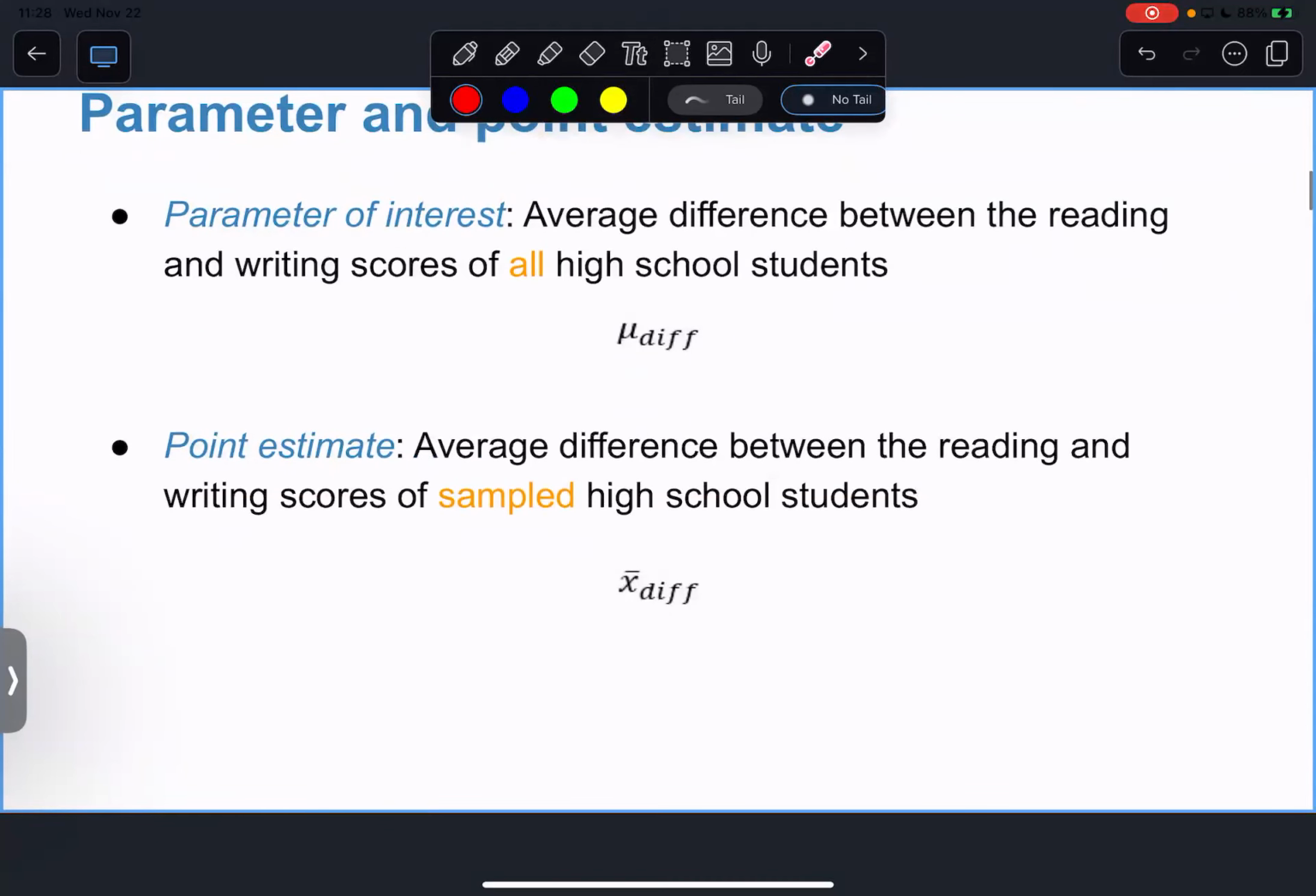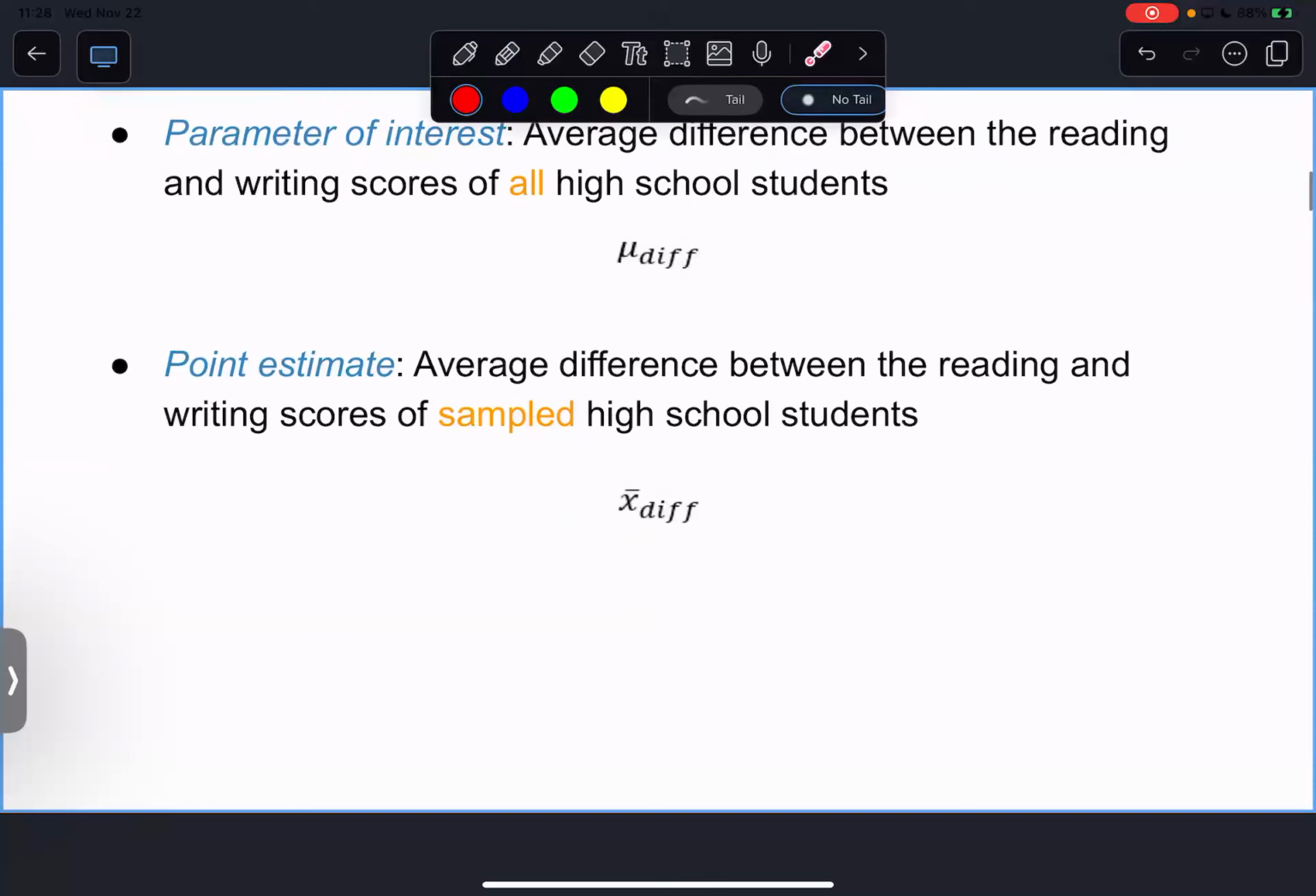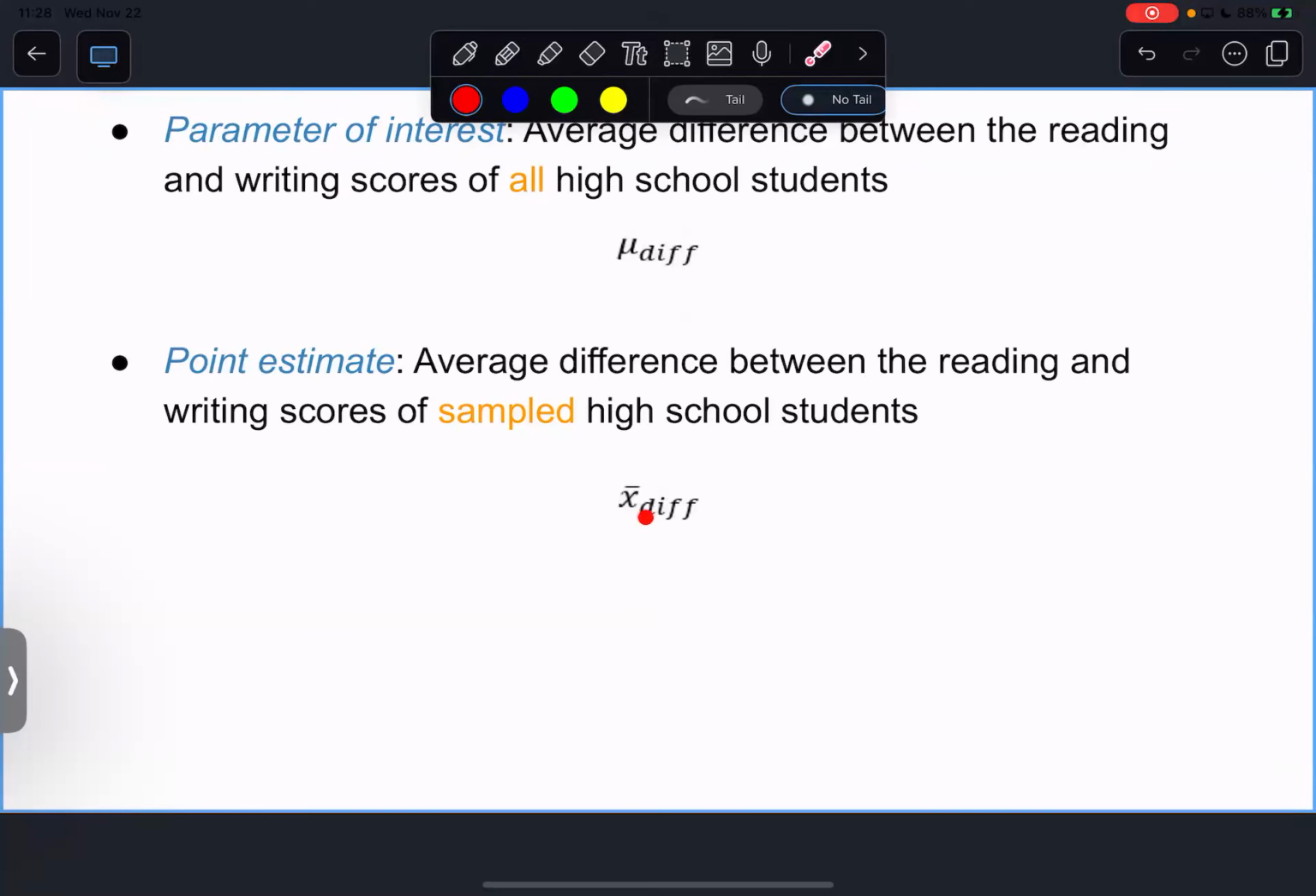So we're interested in the population mean of the differences, right? Overall, all these high school students, what's the mean difference in the scores? Our best guess, our point estimate, is going to be that sample mean of the differences.